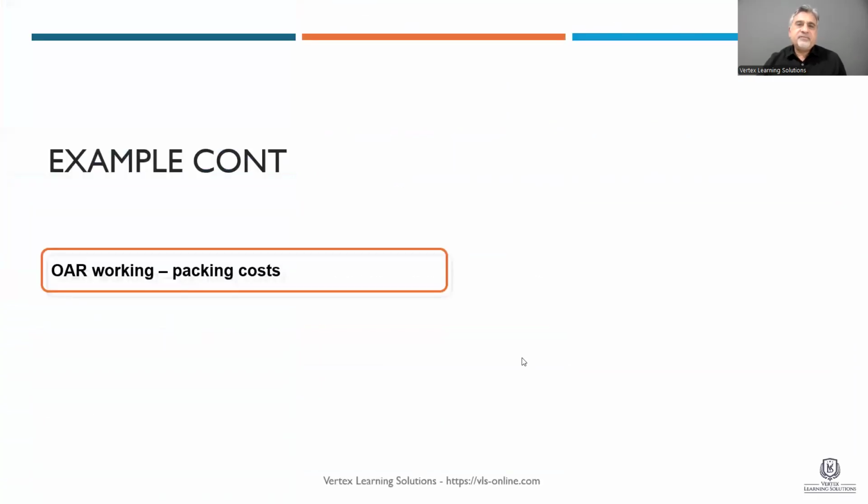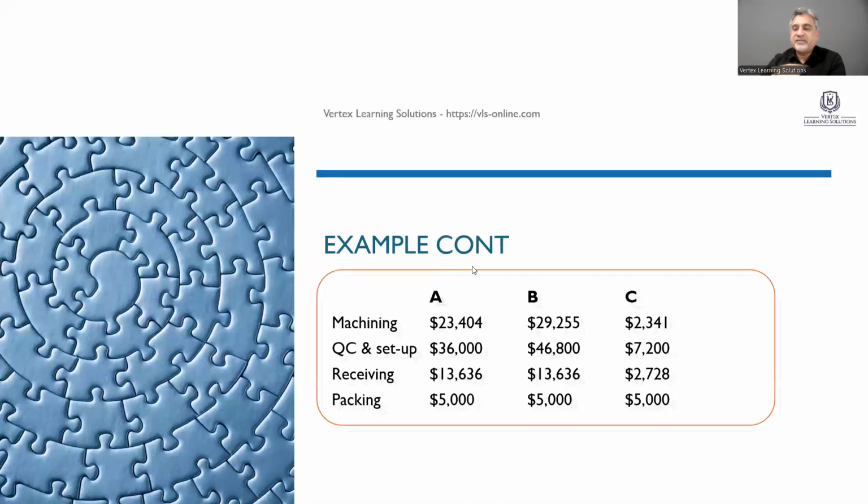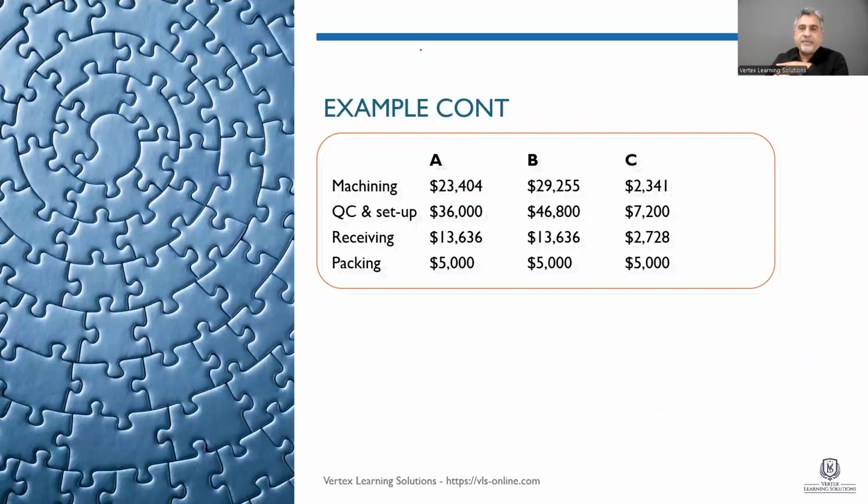And the final one was packing cost. It was 15,000. And it says that packing cost is just divide 15,000 by 3. It says that you receive an equal number of orders across all products. So if you receive an equal number of orders among all products, then 15,000 you simply divide by 3, and it is 5,000, 5,000, 5,000 to each one of them. So you got 555 because of equal number of orders.